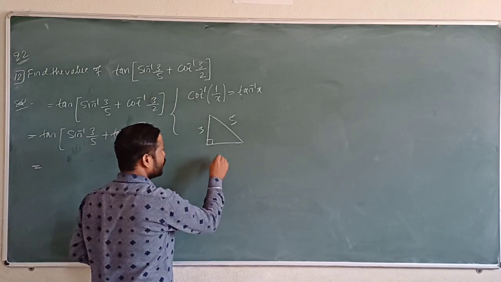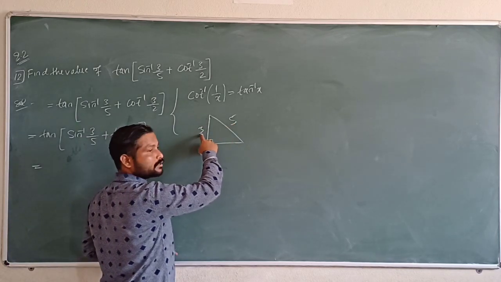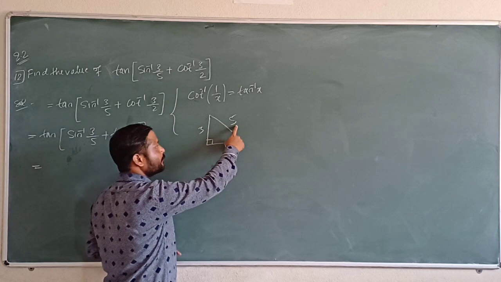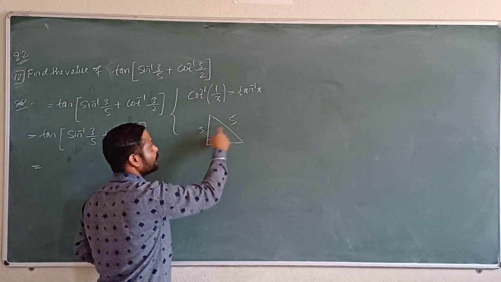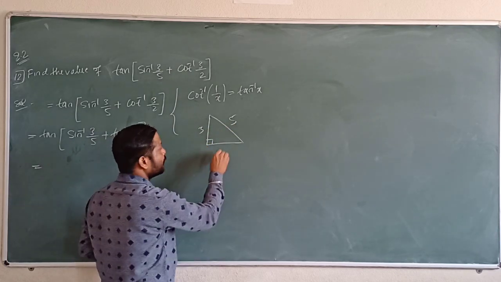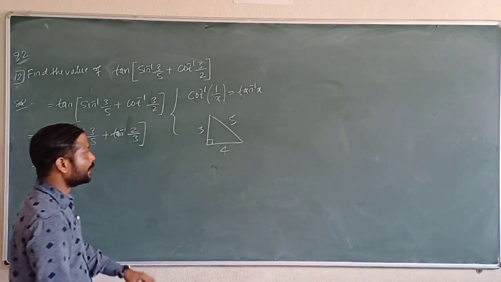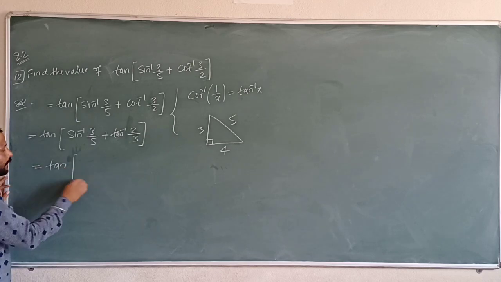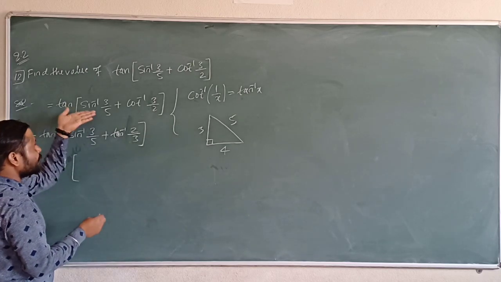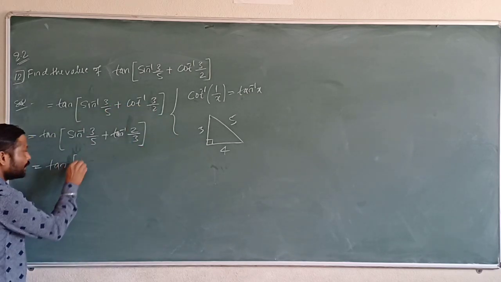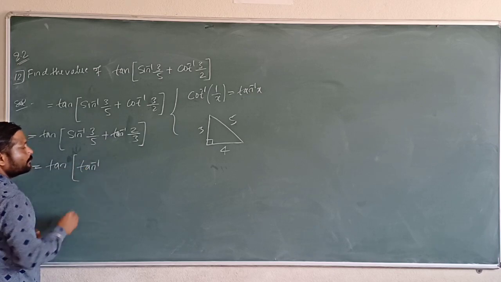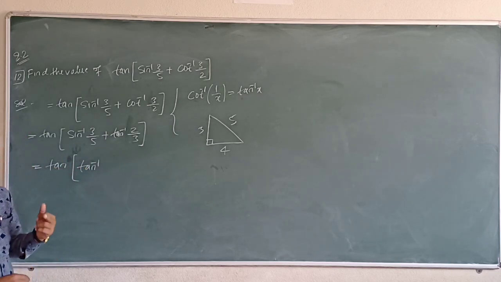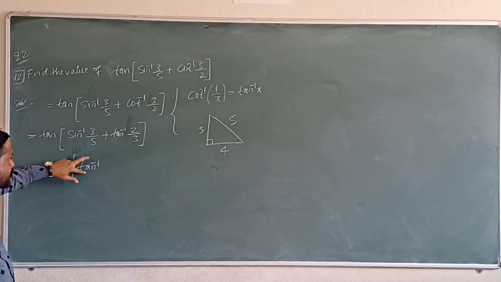What happens? It becomes 4. 5 square minus 3 square: 25 minus 9 is 16. Root 16 is 4. Right? See, now that is tan. Now what do we do? Replace the sin inverse and take tan inverse here, because of the tan property. Right? Replace sin inverse and take tan inverse now.